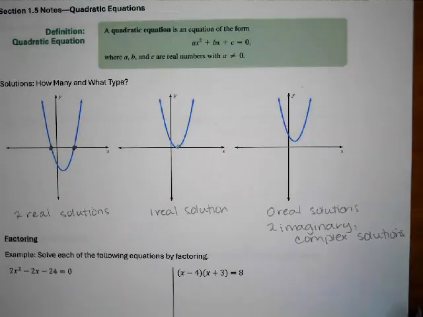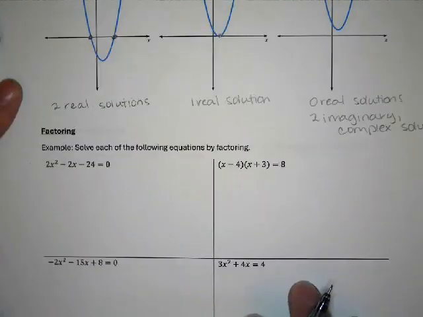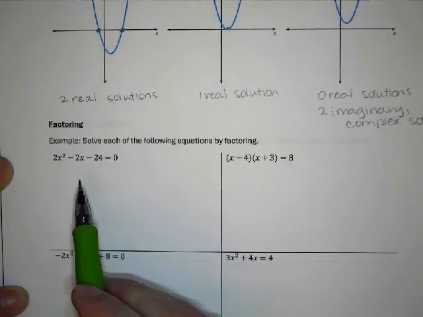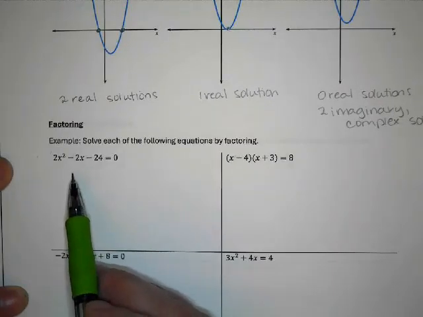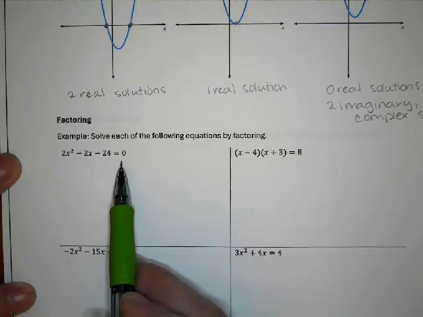I'll mention it when we get there, but the imaginary and complex solutions come from square rooting a negative number to get the solution. All right, so the first type of quadratic equation that we're going to solve are those that can be solved by factoring. If we look at this equation, it says 2x squared minus 2x minus 24 equals 0.